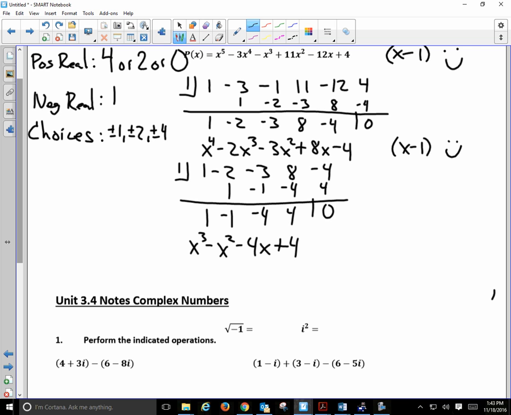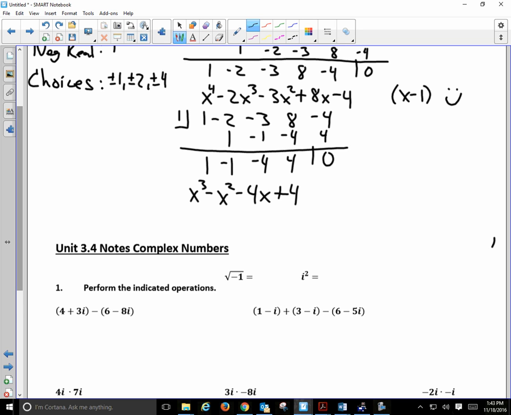Can I factor it? It does factor. And so this is the point at which I stop and I say, I will not try the rational roots theorem again. Rather, I will factor it. I'm going to take out what? X squared. I get x minus 1. And I'm going to take out a negative 4. And I get x minus 1.